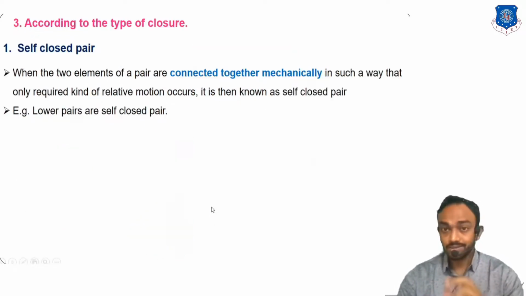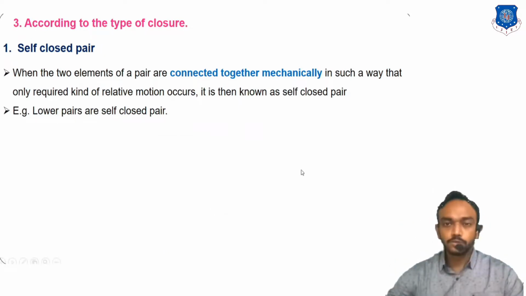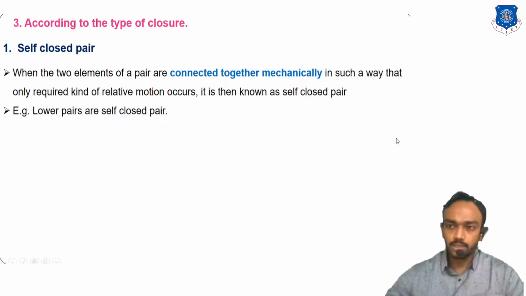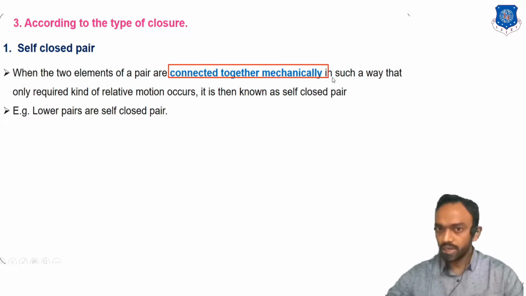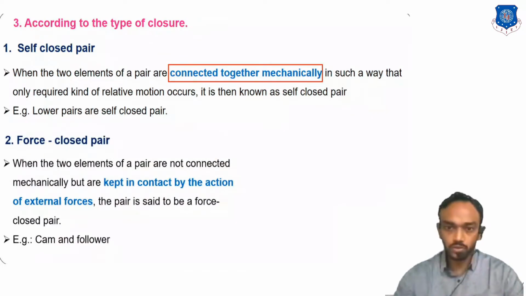So let's start our third criterion of classification. It is the self-closed pair. So our third criterion of classification is the type of closure. First is a self-closed pair. Two elements of a pair are connected together mechanically in such a way that only the required kind of relative motion is there. Means I can say that there is no possibility of any other motion. So it is known as a self-closed pair. And second is a force-closed pair.